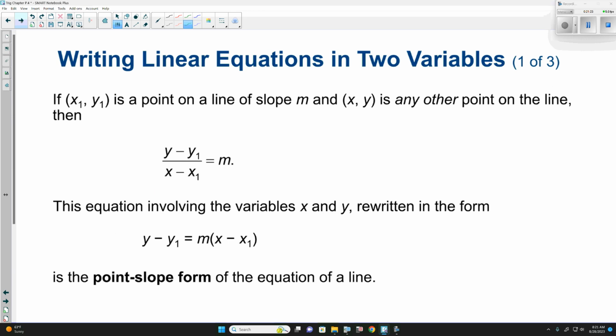Writing equations in 2 variables. So we know slope, and we have this equation here, y minus y1 equals m times x minus x1. Point slope. If we have 2 points, or a point and the slope, we can use the point slope form to find the equation of a line. Now, we do technically have a 2-point form.